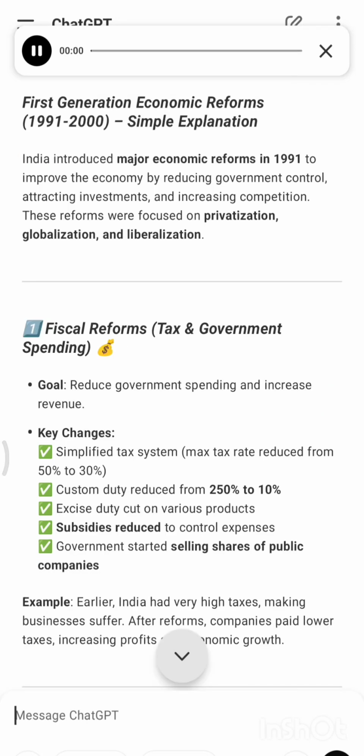First generation economic reforms, 1991 to 2000. Simple explanation. India introduced major economic reforms in 1991 to improve the economy by reducing government control, attracting investments, and increasing competition. These reforms were focused on privatization, globalization, and liberalization.